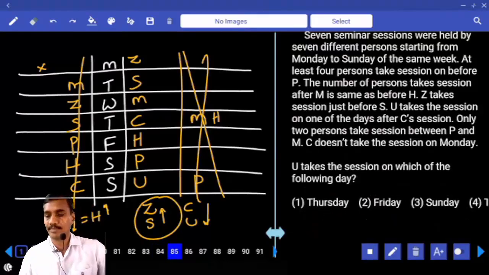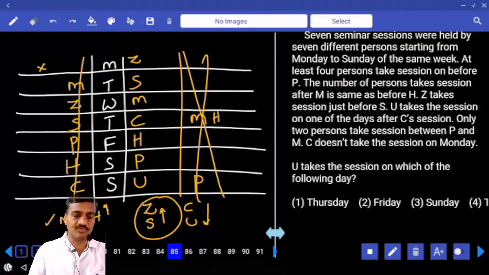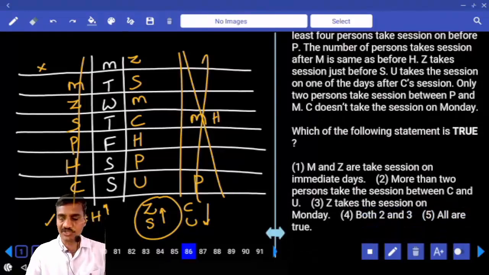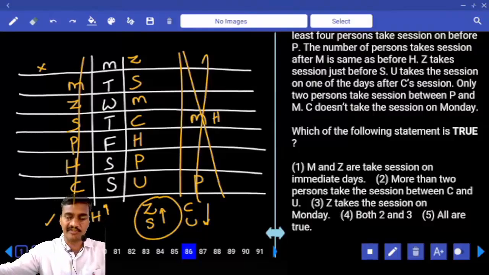And 85, you take the session on which of the following days? U is on Sunday. Sunday, that is choice 3, 85. And 86, which of the following is true? M and J take the session on immediate days, that is false. And more than 2 between C and U, that is false because there are only 2 in between these two. Z takes the session on Monday, definitely true, choice 3. Hence 86, it is choice 3.